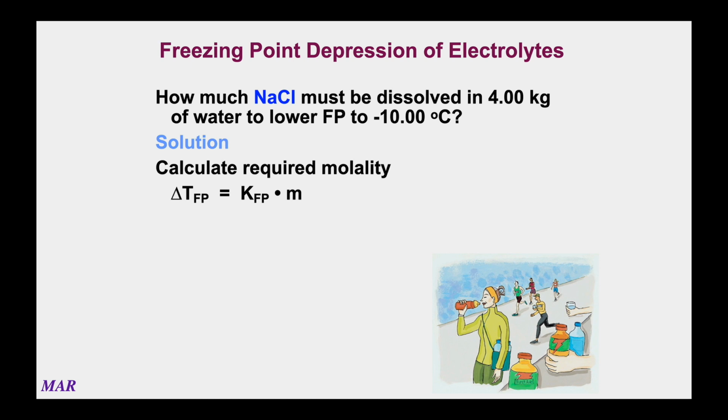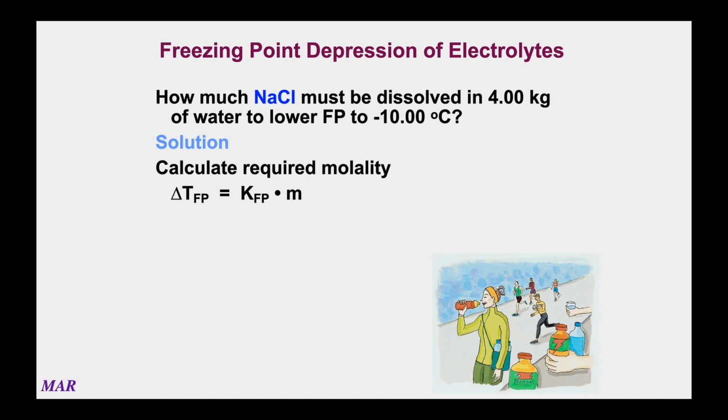You want to know how much sodium chloride was needed to dissolve in 4 kilograms of water, and we want to lower the freezing point by 10 degrees. So we want the freezing point to be negative 10 instead of the normal 0. Okay, no problem. So first we're going to calculate the molality.